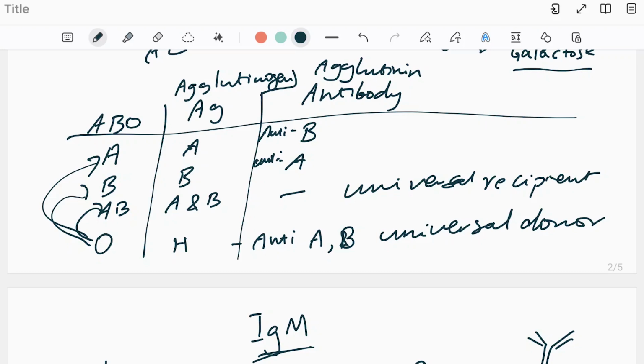So that is how these things are expressed eventually. Then other than that, if we look at Rh antigens, they are only found on the RBCs. They do not go in any other part of the body. They are very much integral to the RBC surface.